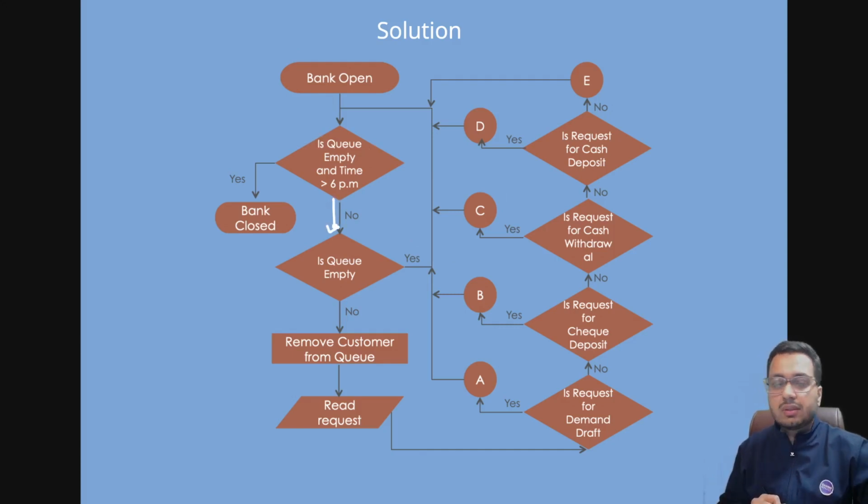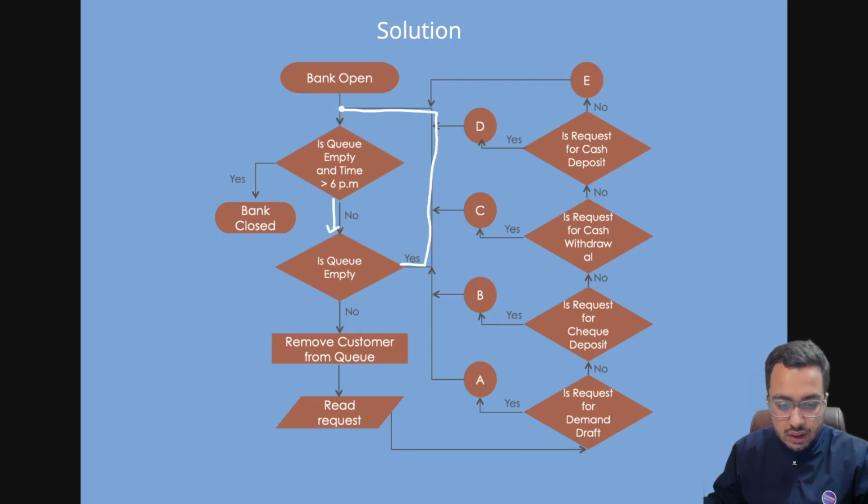Now, suppose you come here and the bank is open. There can be two possibilities: either the queue is empty or the queue is not empty. That means during the time that the bank is open, when time is less than 6 p.m., if the queue is empty, then we will again go and check whether certain people have entered the queue or not. If it is not the case, then we will extract a customer from the queue.